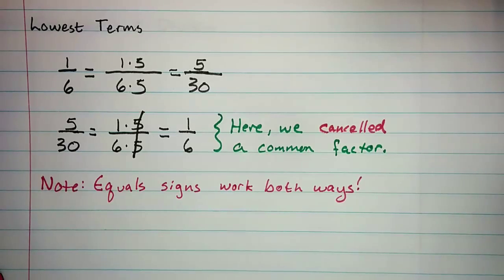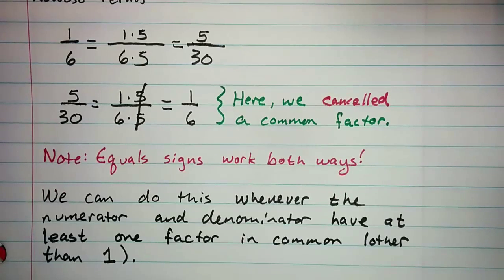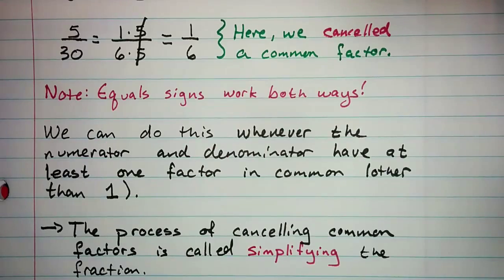When can we do this? If the numerator and denominator have at least one factor in common, other than 1, of course, since they'll always have 1 as a common factor. But canceling out a 1 won't change anything. This process of canceling common factors is called simplifying the fraction. You may have also heard it called reducing the fraction, but I don't like that term because reducing suggests that the value changes. We are writing equivalence. The value of the fraction stays the same.